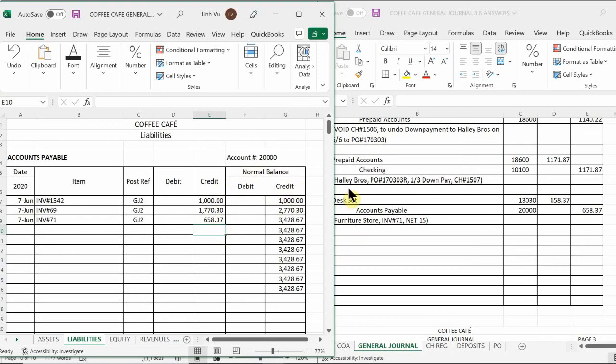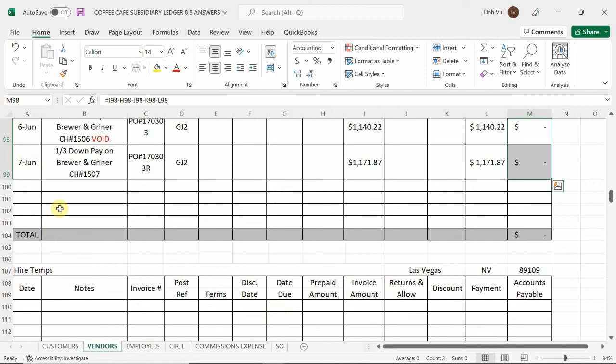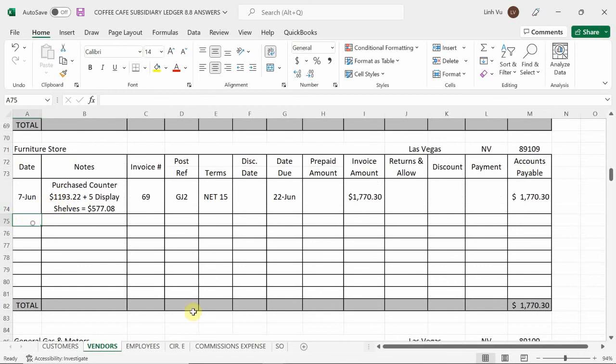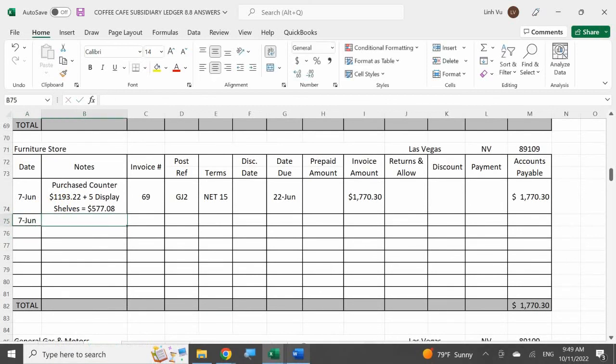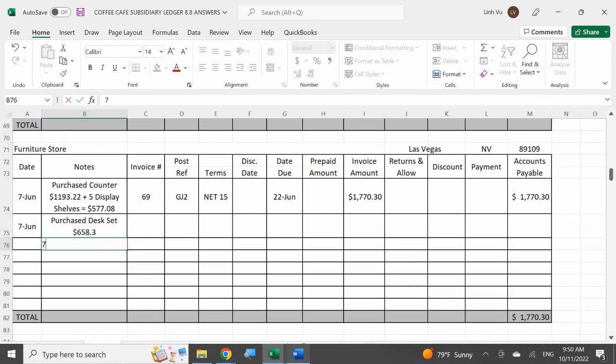So now that I recorded my journal and posted to my ledger, well, I owe Furniture Store more money. So I need to update my subsidiary ledger because now I need to plug in that I owe more money. So here's Furniture Store. Okay. What did you purchase? Well, we purchased a desk set, okay, for $562, right? Or in this case, you could say for $658.37.